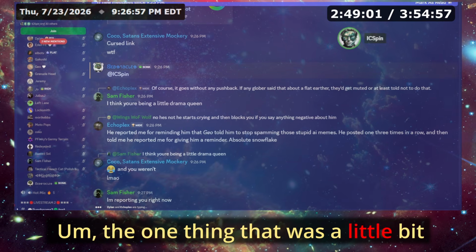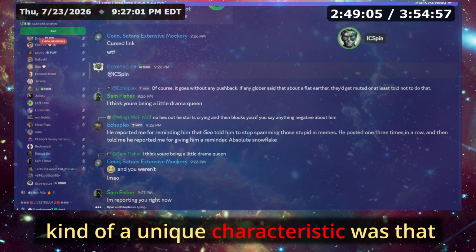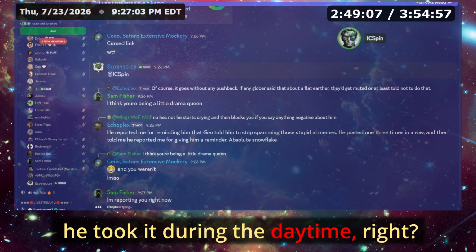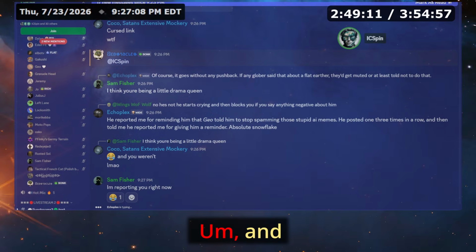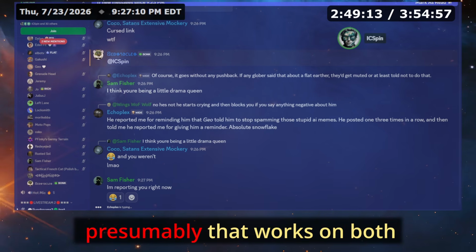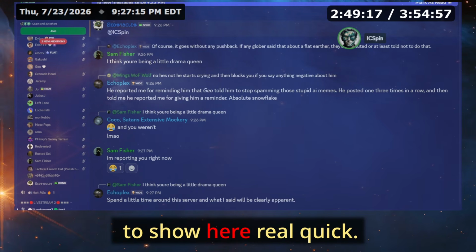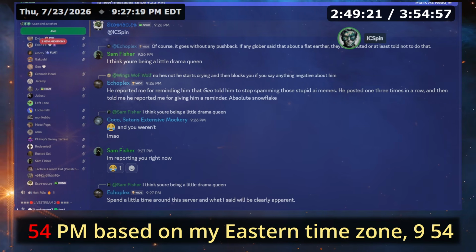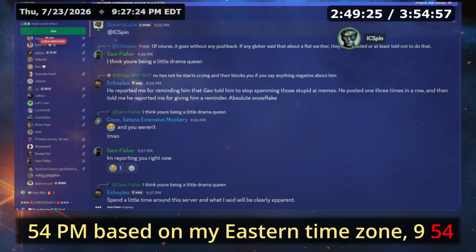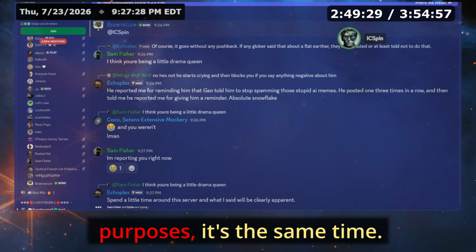The one thing that was a little bit funny about this one, a unique characteristic, was that he took it during the daytime, and I took it during the nighttime, but we're still looking at the same moon. And presumably that works on both models, which I'm going to show here real quick. Basically, I took this at exactly 9:54 p.m., based on my Eastern time zone. 9:54 p.m. is when I posted it. I probably took it 3 minutes before that, but for all intents and purposes, it's the same time.